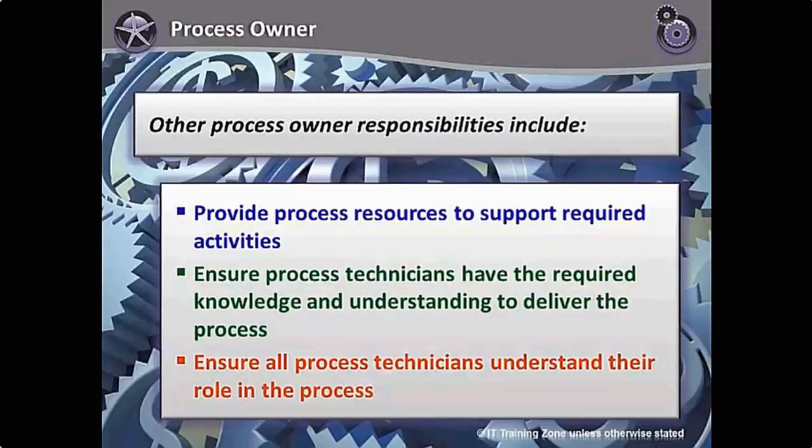The process owner will also issue communication about the process. Staff will need to know the process exists and be kept up to date if the process changes. Other process owner responsibilities include: provide process resources to support required activities throughout the life cycle. Ensure process technicians have the required knowledge, technical and business understanding to deliver the process. And ensure all process technicians understand their role in the process and what they are authorized to do.